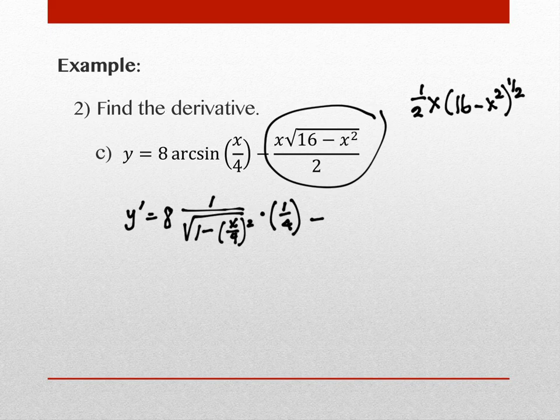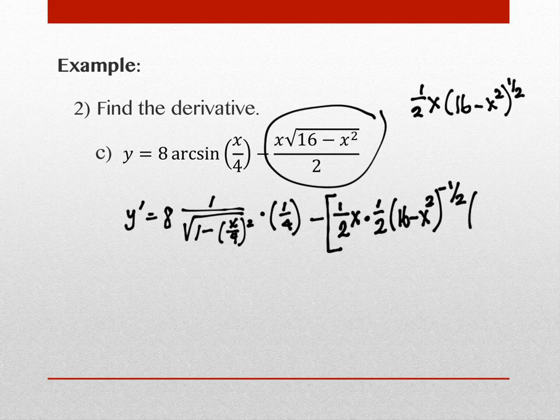And then over here, I've got the product rule. So I have the first piece. I'm going to put it in brackets here. The first piece, 1/2 x, times the derivative of the second. So I'm going to bring my 1/2 down, rewrite the inside to 1 power less, the power minus 1, so negative 1/2, times the derivative of the inside of 16 minus x squared, which would be negative 2x.